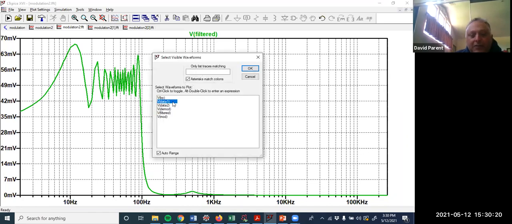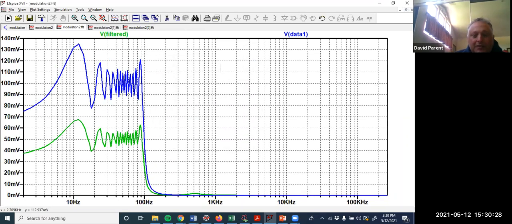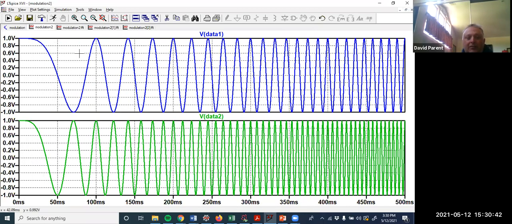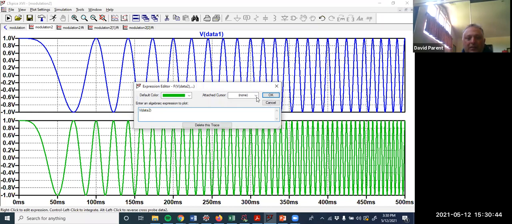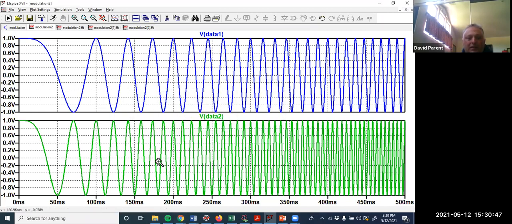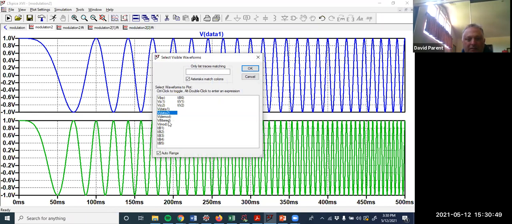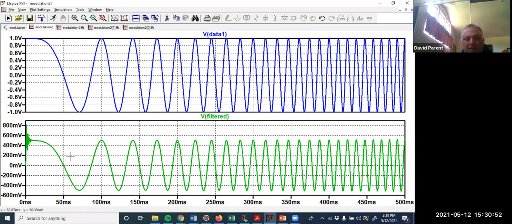So let's look at our original data and the outputs from the demodulator. They're pretty much the same, except this one's attenuated. Well, I can just use an op amp and boost the gain. And this noise here at the beginning is showing up in that plot, the FFT.